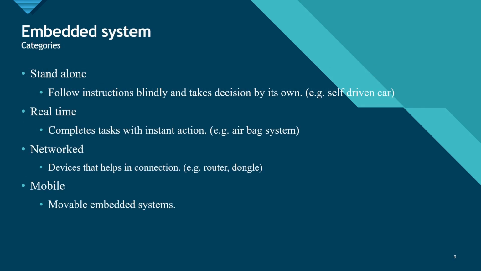There are a few categories of embedded systems. Standalone devices follow instructions and take decisions on their own, like a self-driven car. Real-time embedded systems complete tasks with instant action. That means an airbag system. Whenever an accident occurs, the airbag system is immediately activated. Network devices help in connection, like router, dongle, etc. Movable embedded systems: our mobile phones are also embedded systems, and they are movable embedded systems.